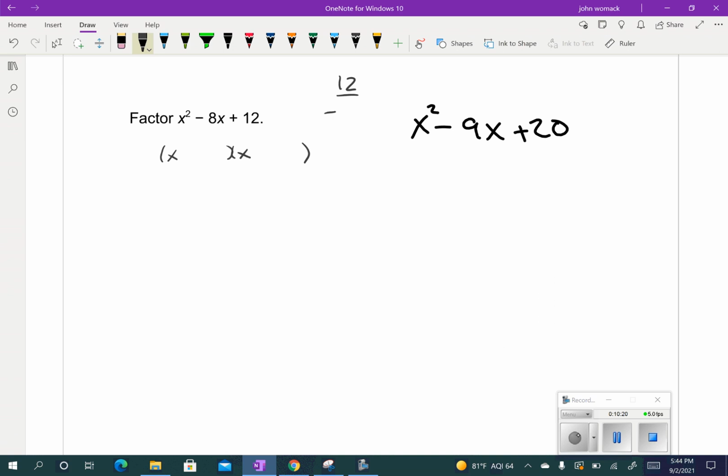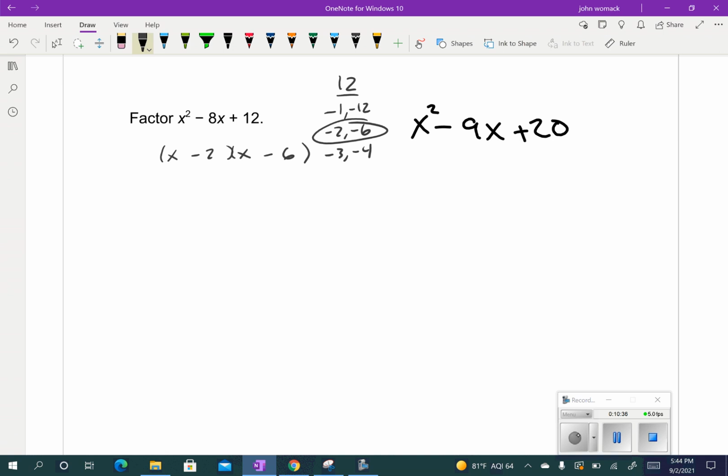So I'm going to do a negative 1, negative 12, negative 2, negative 6, negative 3, negative 4. I want the ones that add up to be negative 8. It's going to be that pair right there. So x minus 2, x minus 6.